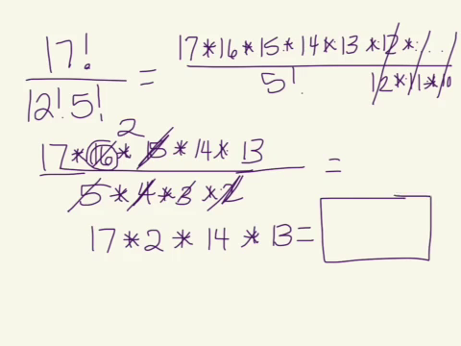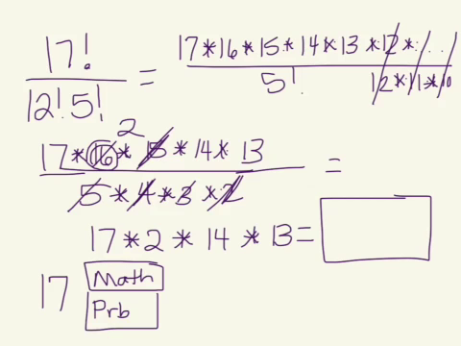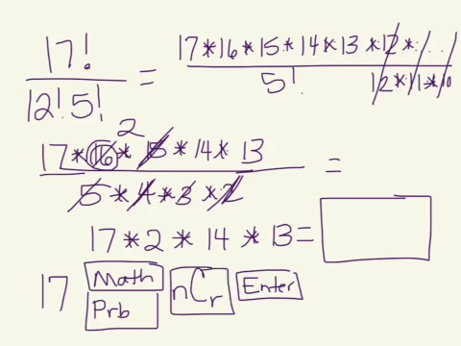Now, if you have a calculator, your calculator can automatically do this formula for you. If you have a graphing calculator, you want to enter in the n value first, 17. Then you want to go under the math menu, and then you want to go under the PRB menu for probability. Choose the formula nCr, then press enter. Then enter how many you're selecting. You're selecting 5 candidates, and then press enter.